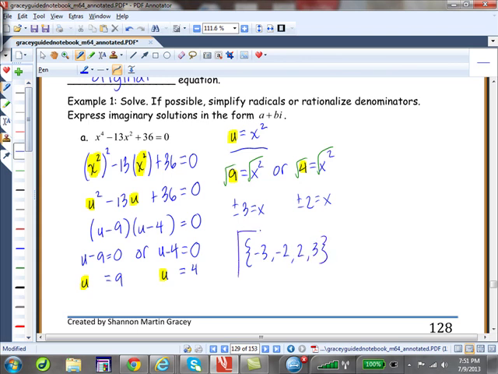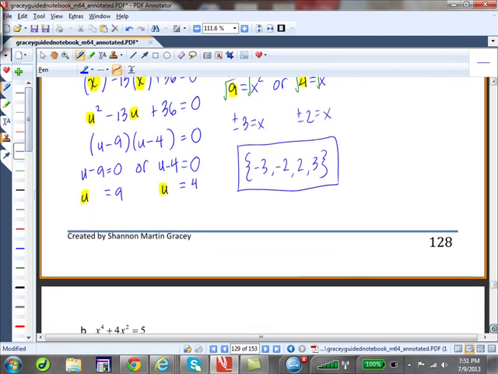Which makes sense because it's a fourth degree equation. It doesn't always have 4 distinct solutions, but it will if you're in the complex numbers. You'll get 4 always. All right, so here we go.